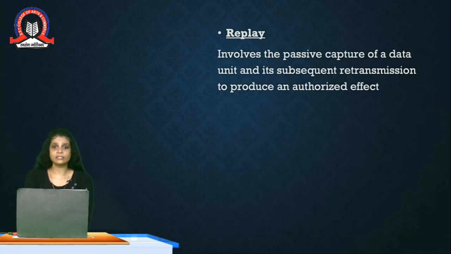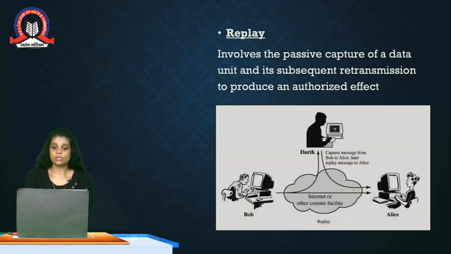The next category of active attack is replay. So in replay, what happens? A particular event is captured by the attacker and it is resent. It involves the passive capture of a data unit and its subsequent retransmission to produce an unauthorized effect. So when Bob is sending a message to Alice, Dart captures a particular event.